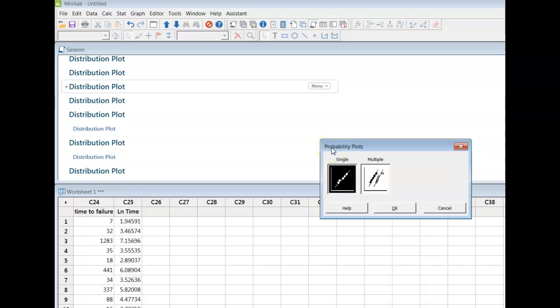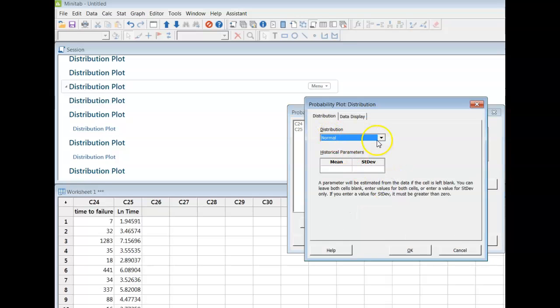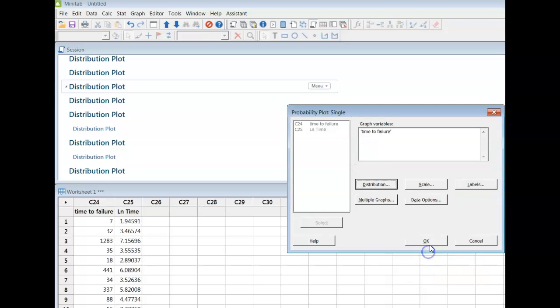I'm going to use my time to failure data. I'm using one single set of data. I say OK. I pick the data that I want to check the normality on, and I'm using my raw time to failure data. And note here that there's a button here for distribution. I just want to know, do these data follow a normal distribution or not? You don't need to indicate your mean or standard deviation. Minitab will do its thing.